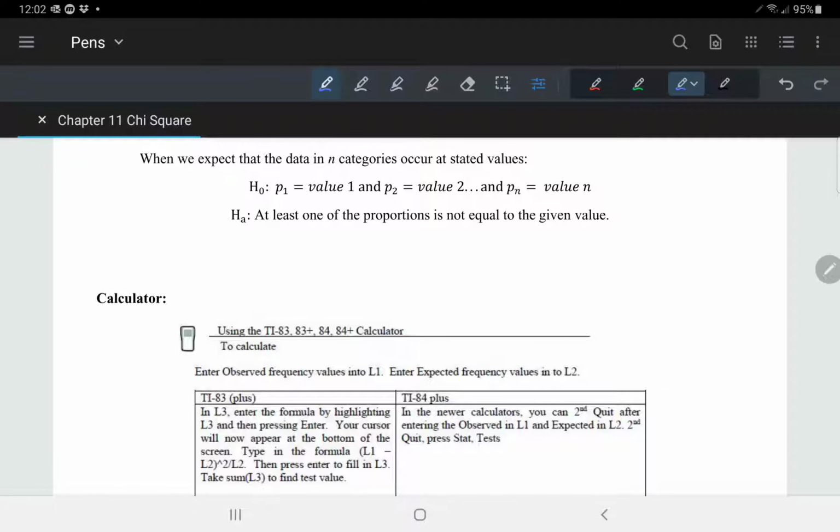Now that's if we assume that the data in these n categories occur at the same frequency. But it could be that we might assume that the probabilities occur at some stated values. Then our null hypothesis will state that the first probability should have a value of 1, and the second probability should have a value of 2, and you keep going until your nth category, and you give it the nth value. Then the alternative hypothesis will again say that at least one of the proportions is not equal, now not to each other, but to the above stated values.